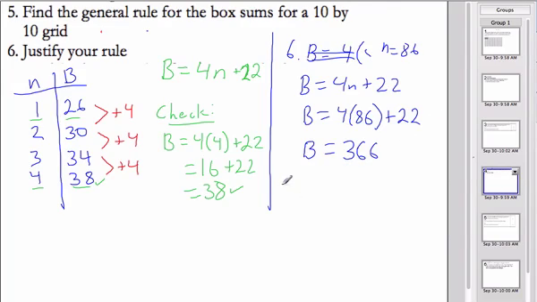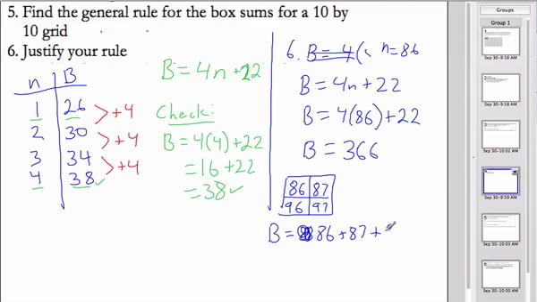But we have to justify that. We can't just say it works now. So let's copy down our box here. We have 86, and the next one's 87. Down on the next row, that should be 96 and 97. So if we do it this way, our box sum is going to be 86 plus 87 plus 96 plus 97. Let me do some quick mental math. That equals 366 by my quick mental math. I don't believe that. Well, let's check it.